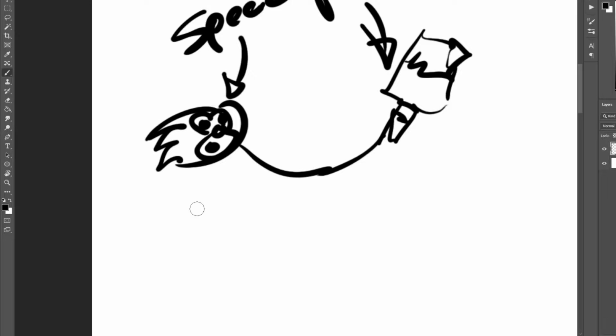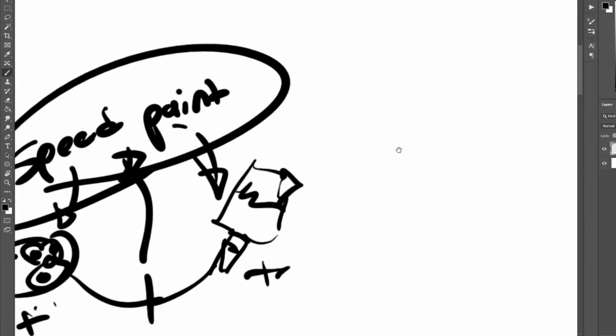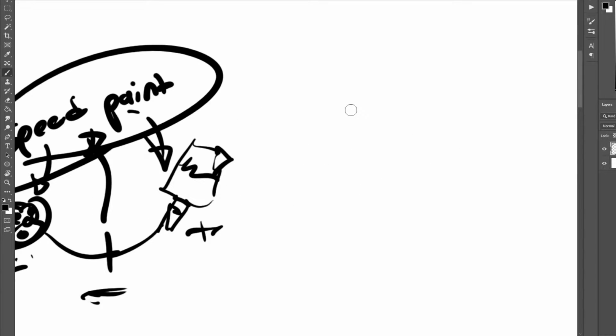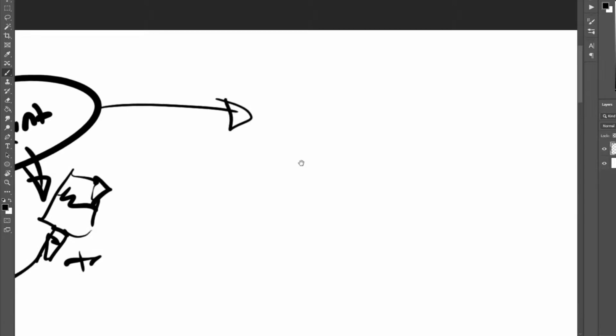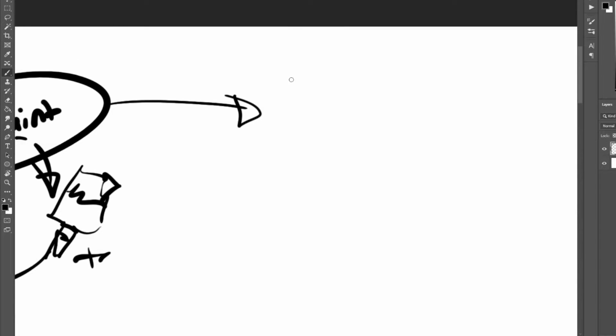So speed plus paint, what does that mean? It's speed paint. All right, so speed paint. Now that we have this, it is usually speed painting. It has one, two, or both factors here, which is usually music or commentary.